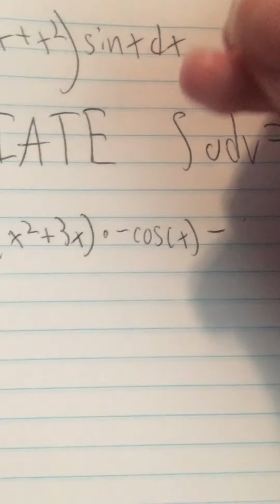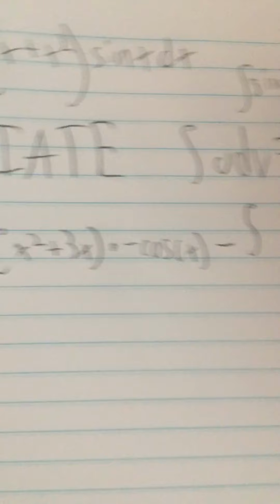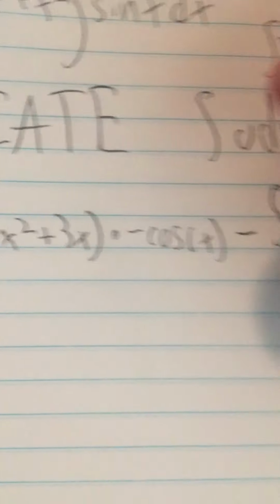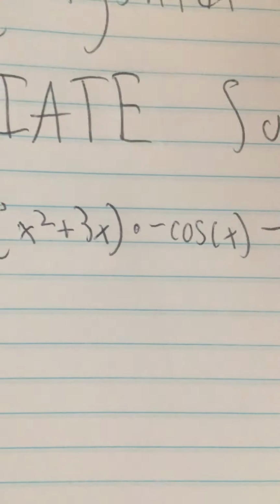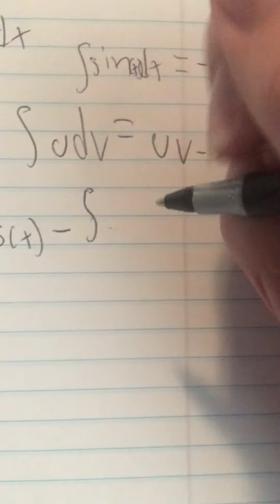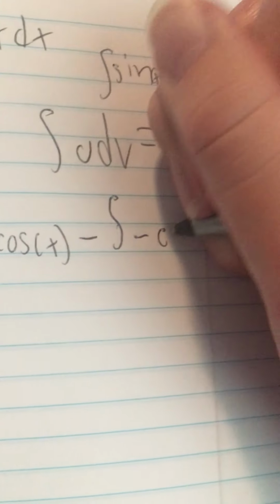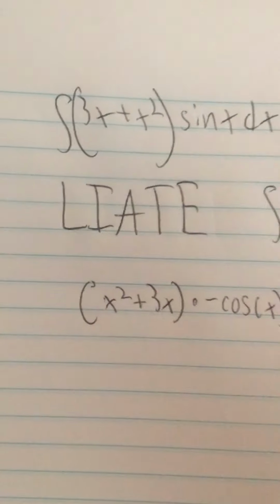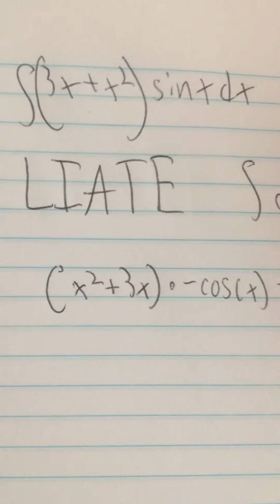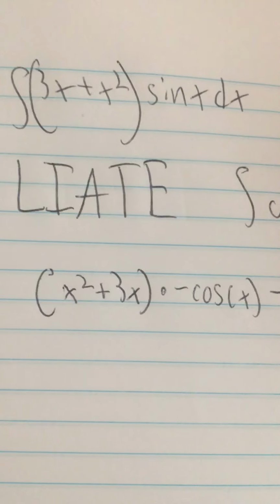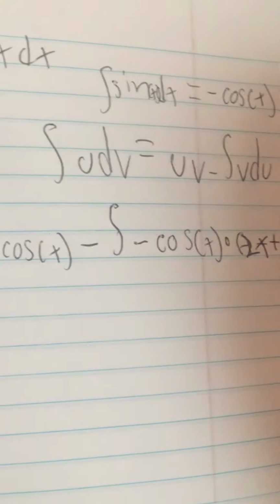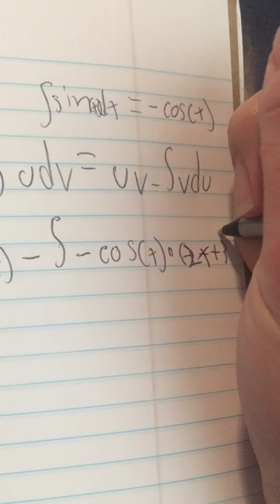And if Mr. Shore is the only person watching this, he's going to see the problem with the second term, but it's going to be apparent pretty quickly. So our v term, which is now negative cosine of x, because sine of x is just dv. So let's get this over here. Negative cosine of x times du. Du is just the derivative of this, which is 2x plus 3.